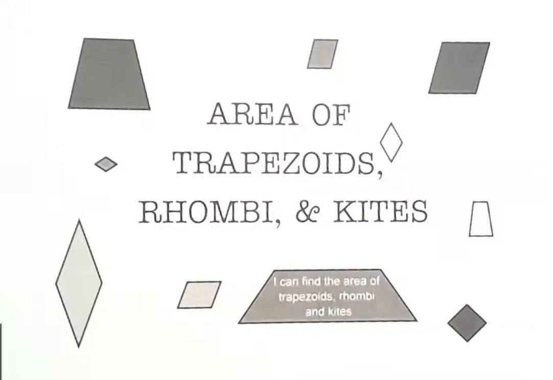We are moving on to our second lesson, area of trapezoids, rhombi, and kites. Notes are pretty straightforward, so we will just get on to it.